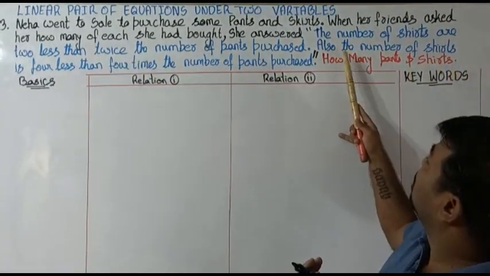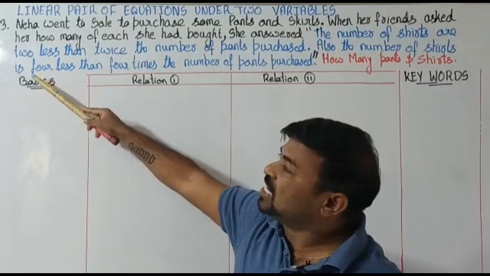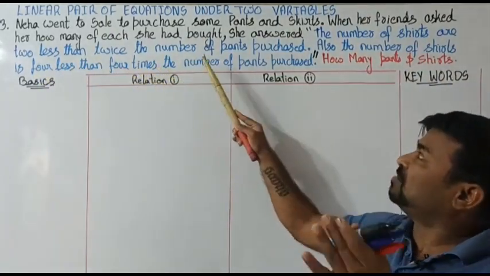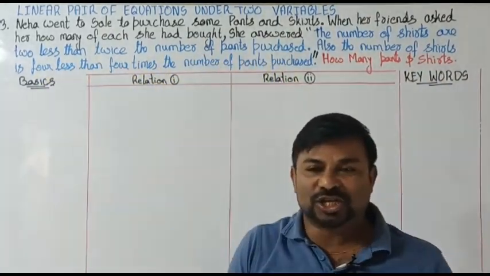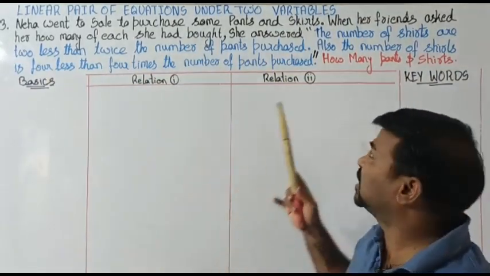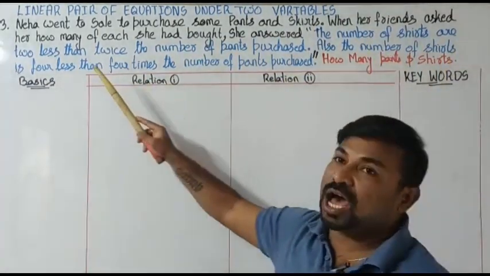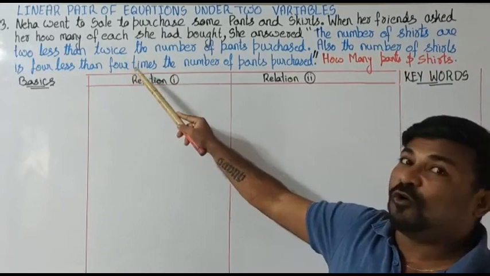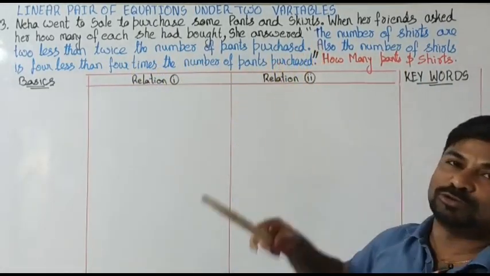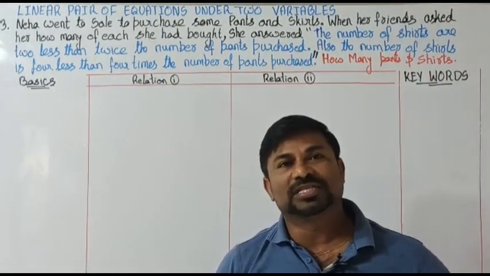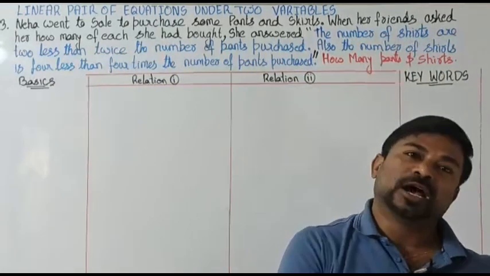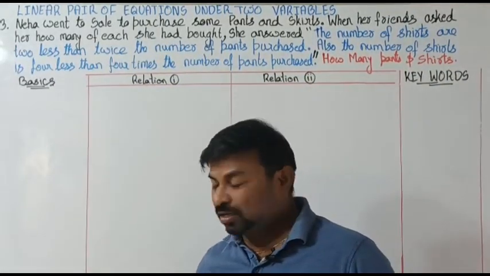What did she say again? The number of skirts is 4 times the number of pants purchased. She has given two relations. I repeat the second relation: the number of skirts is 4 times the number of pants purchased. The question is, how many pants and how many skirts? That is what we are supposed to find out.